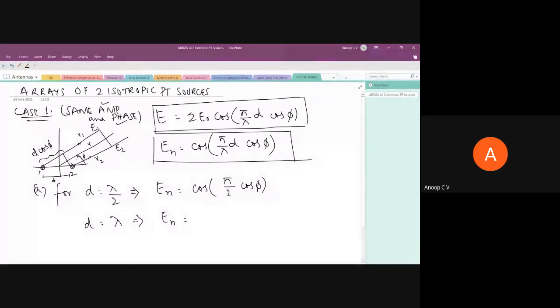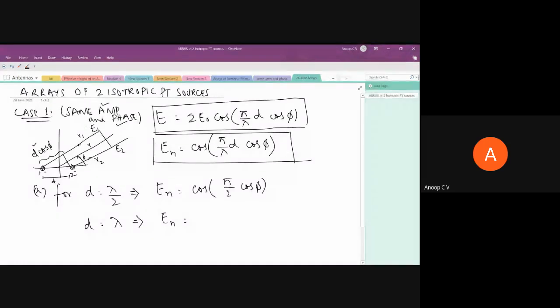But in this case, the initial phase offset is 0. Why? Because both have the same phase. So the total phase difference depends only on this path difference, and the corresponding phase difference for this d cos phi path difference, we know, is 2 pi by lambda times d cos phi. So all those things we have done. Then finally, the resultant field E is the phasor sum of E1 and E2.